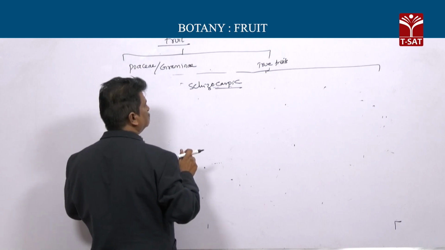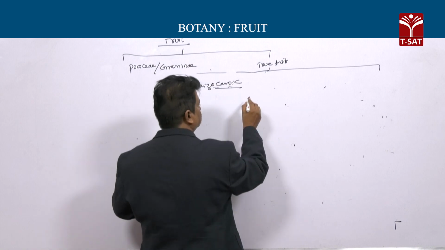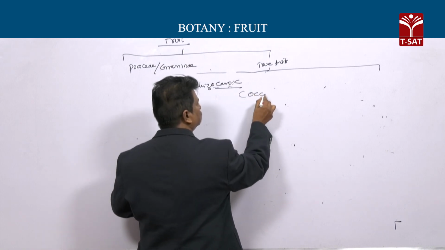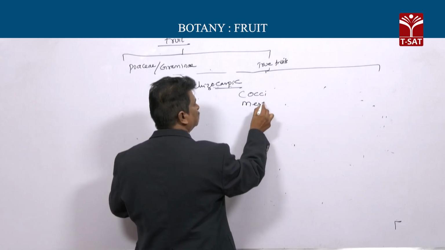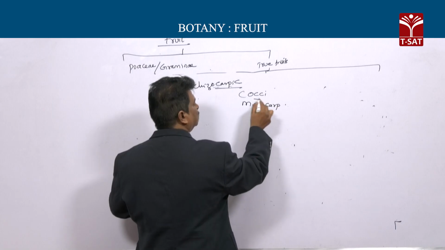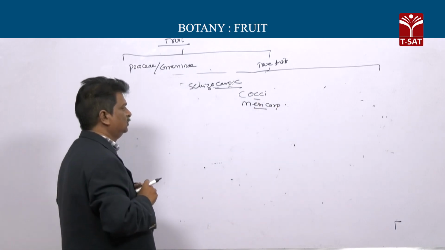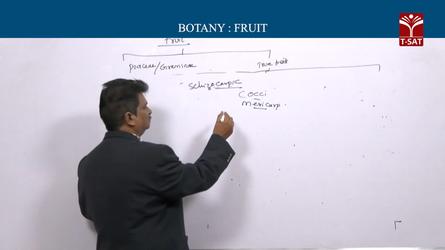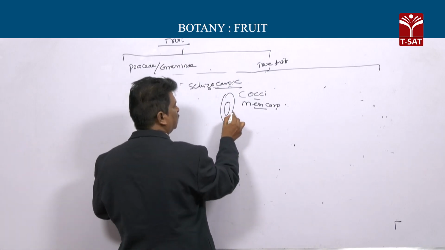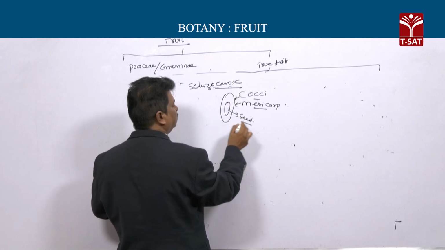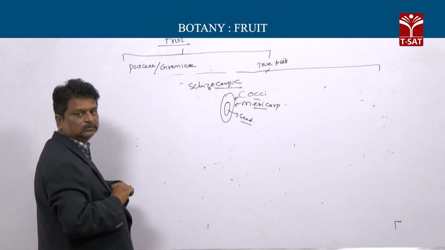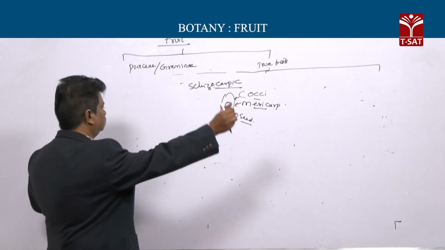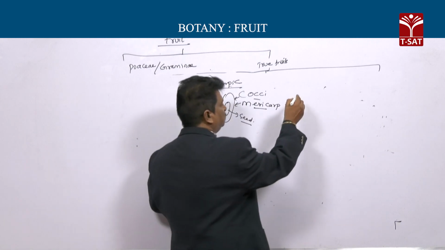In schizocarpic fruits, the fruit wall breaks into single-seeded bits called mericarps. They break, so that is the dehiscent character. Then these mericarps contain seeds, and after the decay of the pericarp, the seeds are released. That is the indehiscent character.